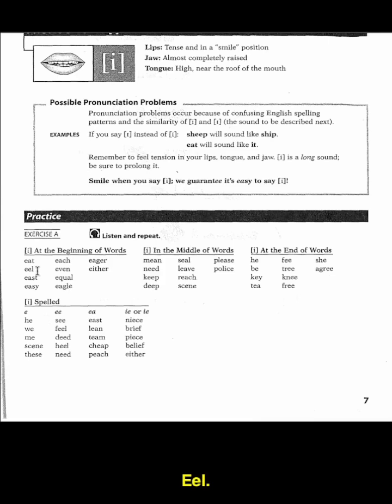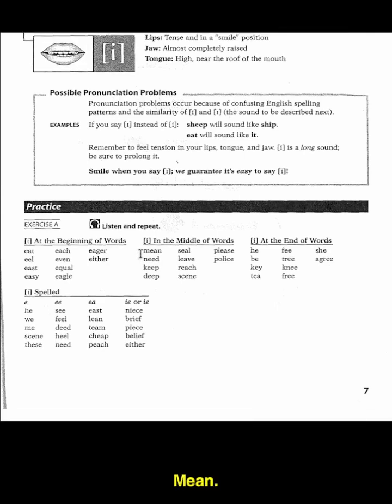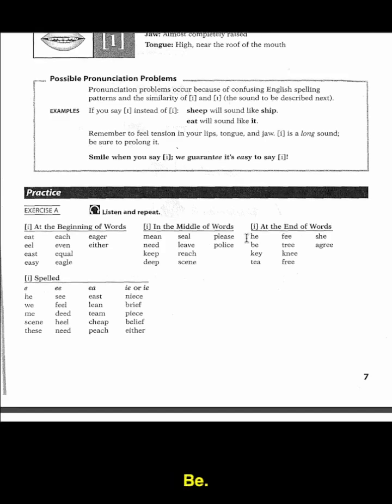Eat, eel, east, easy, each, even, equal, eagle, eager, either, mean, need, keep, deep, seal, leave, reach, seen, please, police, he, be, key, tea, fee, tree, knee, free, she, agree.